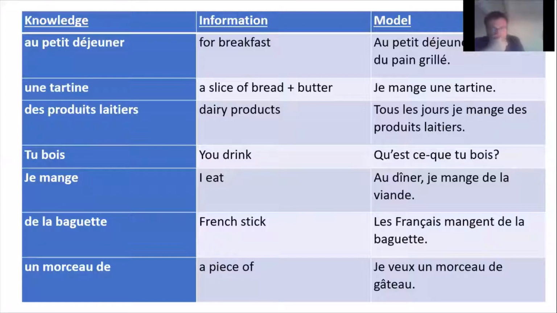So the knowledge section here is the French word or phrase. What you then get is information, which is the translation aspect, and the model is the context. So I'm taking the French and then I'm putting it into a French sentence. So look here, je mange, the English translation, I eat, and then the model, au dîner, je mange de la viande. At dinner, I eat some meat.